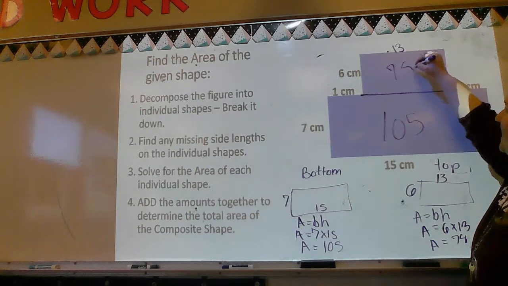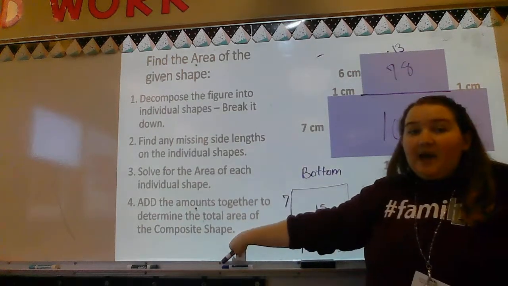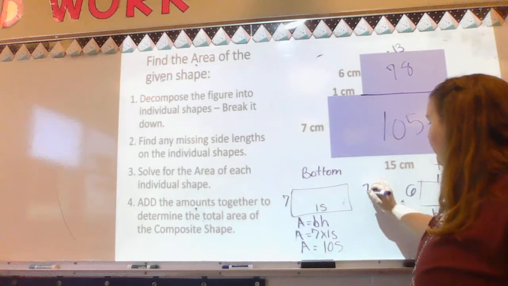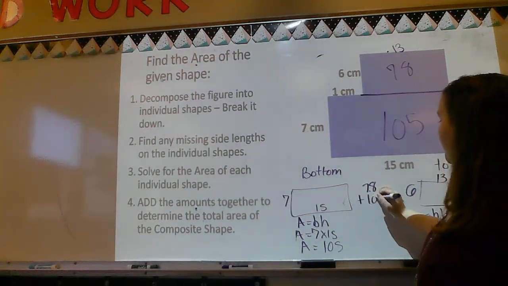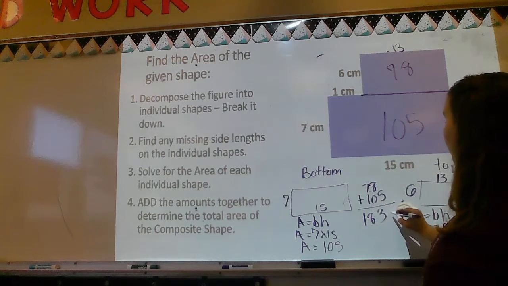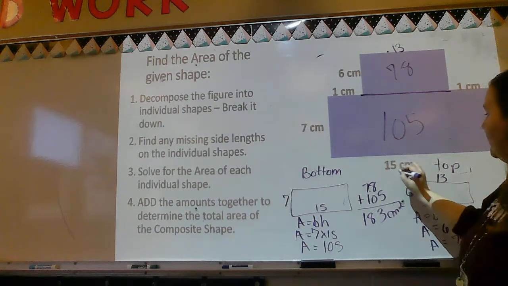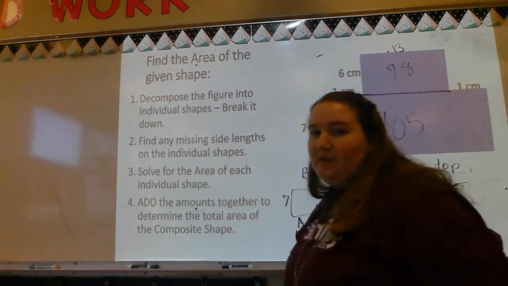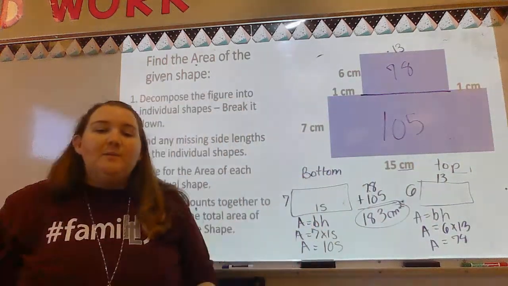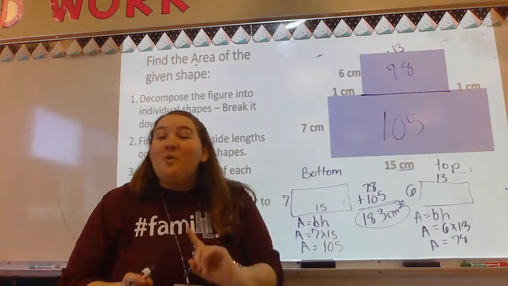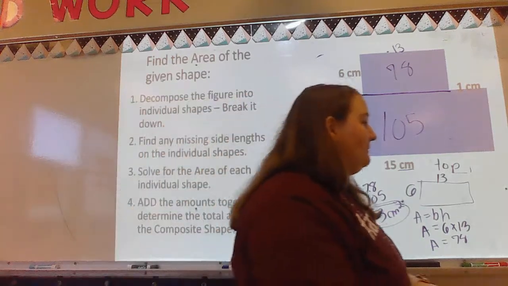So this is 105. This is 78. To put them together, we add the areas together. So 78 plus 105 is 183 centimeters squared. 183 centimeters squared, okay? So we are breaking shapes down and then putting them back together. So we have one last example, okay?